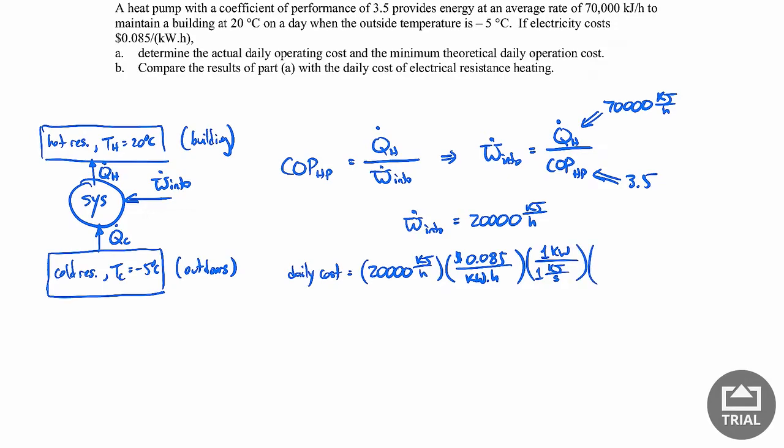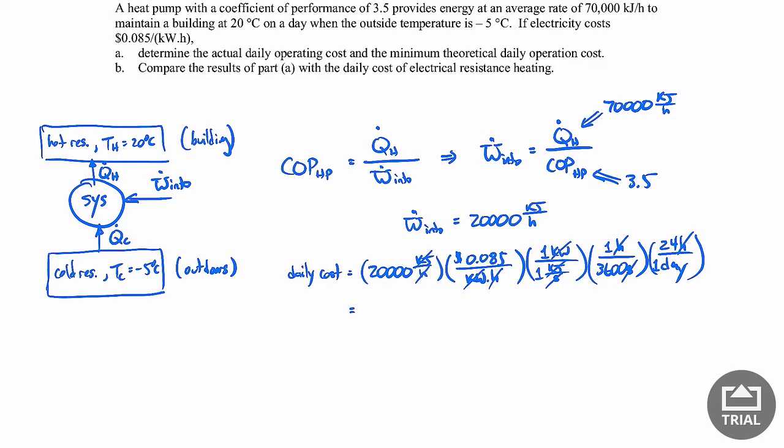We also know that one hour is 3,600 seconds. So you can see what I'm doing here: there's a second here, a second there, a kilowatt here, a kilowatt there, an hour here, an hour there, a kilojoule, a kilojoule. So now we have the cost in dollars per hour, but we really want this in terms of dollars per day. So we know that there are 24 hours in one day. So the hour cancels out with that. Now we should have dollars per day.